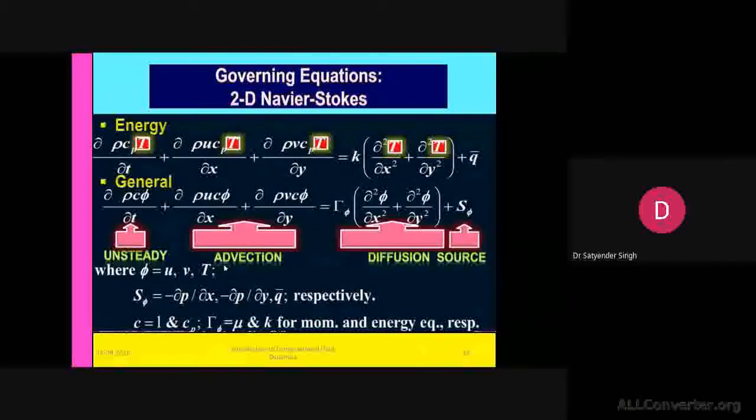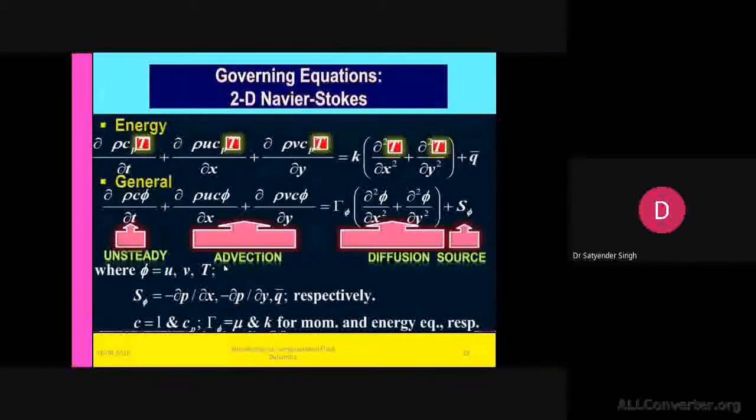So this is the generalized form of the Navier-Stokes equation. We also call them the governing equations. Here I have presented the two-dimensional Navier-Stokes equations. The first one is the continuity equation, and then the momentum equation in x and y, and the energy equation.